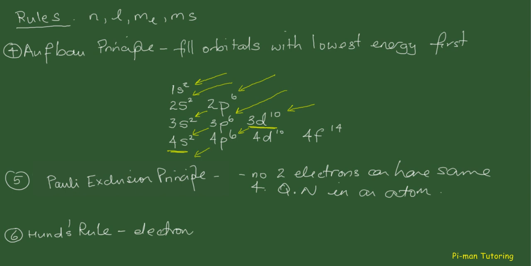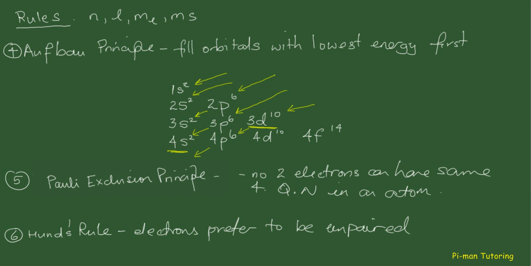So electrons prefer to be unpaired. So if you have the option to fill degenerate levels, remember degenerate levels means orbitals with the same energy, you have the option to fill them with single electrons or pair those electrons together. Then the electrons prefer to be unpaired, and we'll show some examples of that to make it clear. So those are the 6 rules.